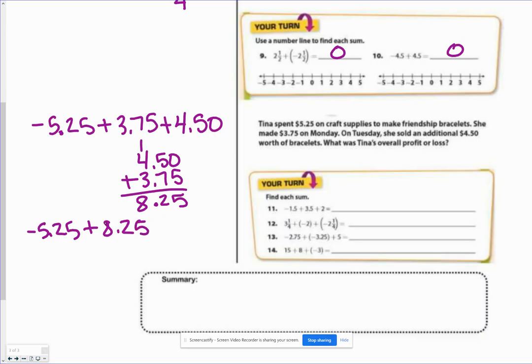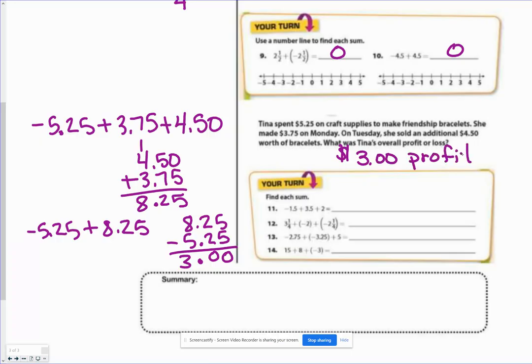Now the signs are different. What are we going to do when the signs are different? We're going to find the difference. We're going to subtract them. So 8.25 minus 5.25. Put the decimal. 5 and 5 subtract 0. 2 and 2 subtract 0. 8 minus 5, 3. So $3. But is that a positive or a negative? It's positive because the $8.25, the amount she made, was more than how much she spent, $5.25. So we say that she had a $3 profit. Yeah, she made money.